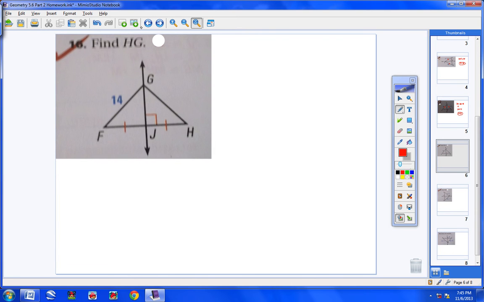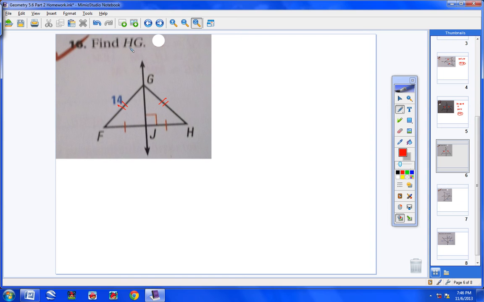Okay, the directions for 16, 18, and 19, all three of them say, use the diagram to find the indicated measure. So in this case, we're looking for the measure of HG. Well, this really is starting to sound like a broken record here, but here we go. If I have two lines that intersect like this, in such a way that this segment here is congruent to this segment here, which they are, and I have right angles here and here, which I do, then this segment here will always be congruent to this segment here.